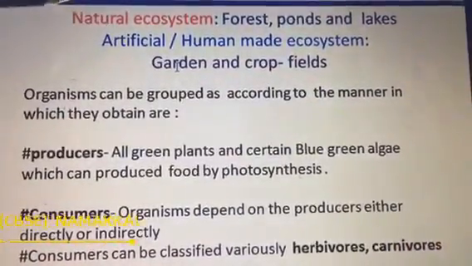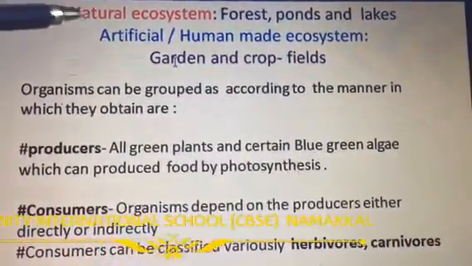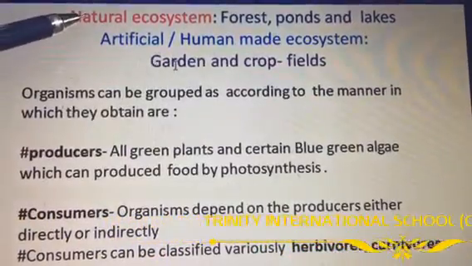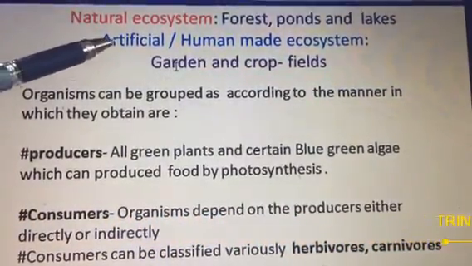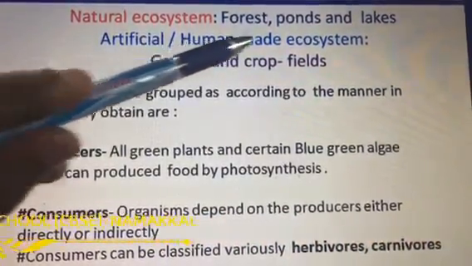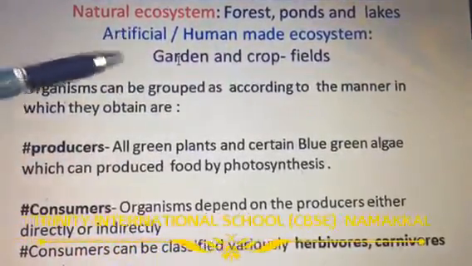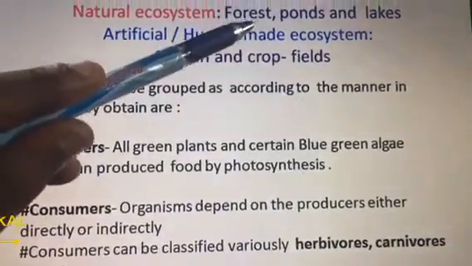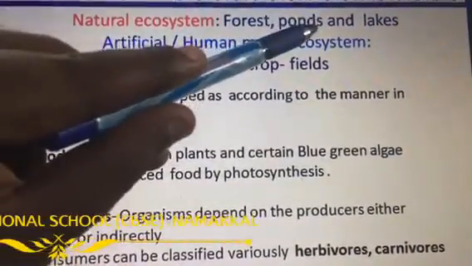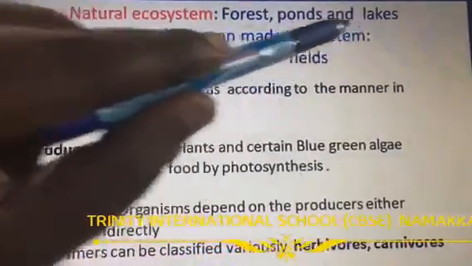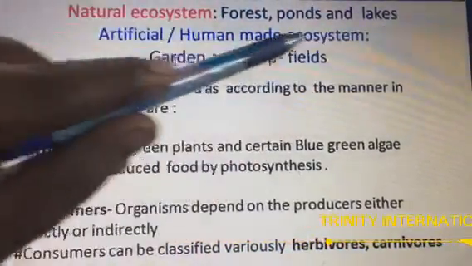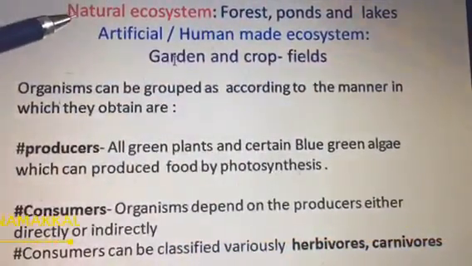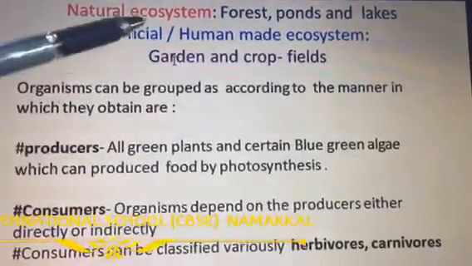Now there are two types of ecosystem: natural ecosystem and artificial or human-made ecosystem. What are natural ecosystems? Forest is a natural ecosystem, ponds are natural ecosystems, lakes are natural ecosystems. These occur naturally, so they are called natural ecosystems.